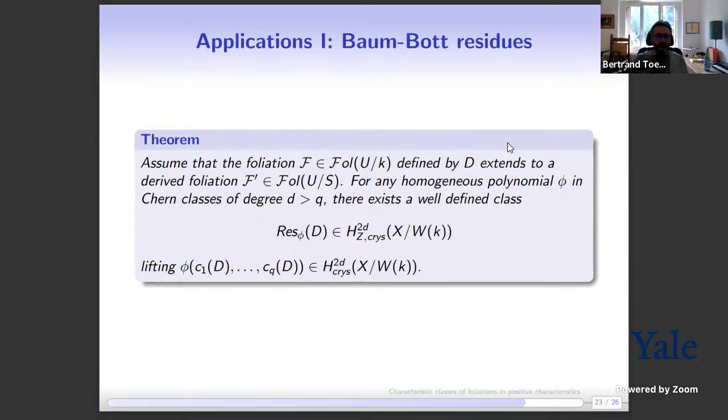So that's the first statement, and the statement is wrong if I don't assume that F extends to an F prime, so I do need these extensions. It's even more than this: I think this residue class depends on the choice of F prime. A priori, there is no reason why this residue should be independent of F prime. If I pick an F prime and an equivalence between its pullback to U over K and F, this defines the residue, but if I change F prime to something else, then maybe I do get a different class.